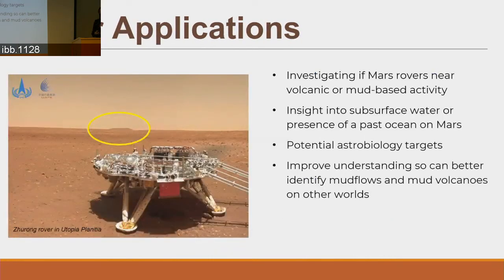So some wider applications. Once again, why does any of this actually matter? As you can see, the Mars rovers are starting to see a lot of interesting volcanic or mud-based activity, and we want to be able to identify it. We want to know what is actually going on, and it can show us some insight into the past oceans, past lakes, past water formations, and also potential astrobiology targets, because where there's water, there's life. And overall, looking at this mud, we can improve our understanding so we can better identify mud flows and mud volcanoes and, in general, what is going on on the Martian surface.